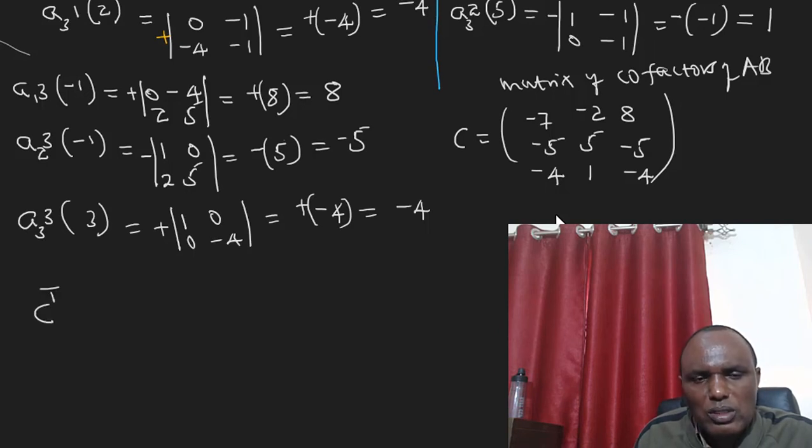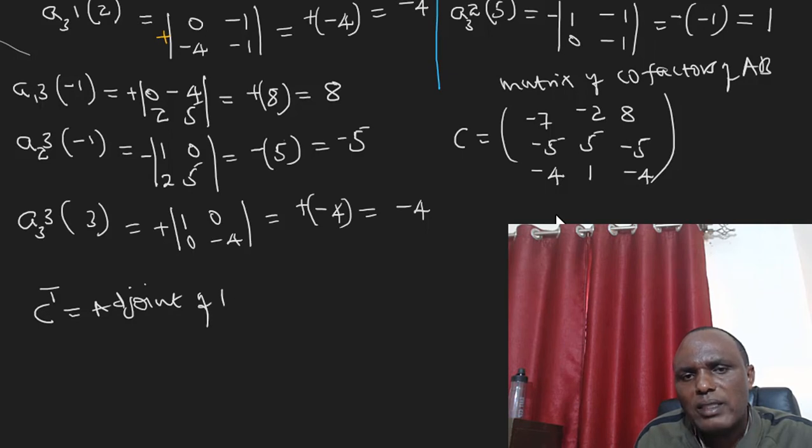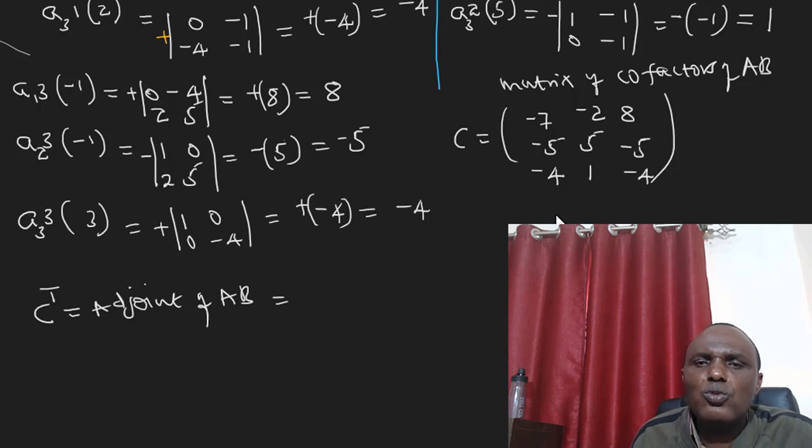When we transpose this matrix, we get what we call the adjoint. We will get the adjoint of matrix AB. And this adjoint is the transposed matrix of cofactors. To transpose a matrix is to convert the rows to become columns and the columns to become rows. The first row becomes the first column in the transposed matrix. The second column becomes the second row in the transposed matrix.